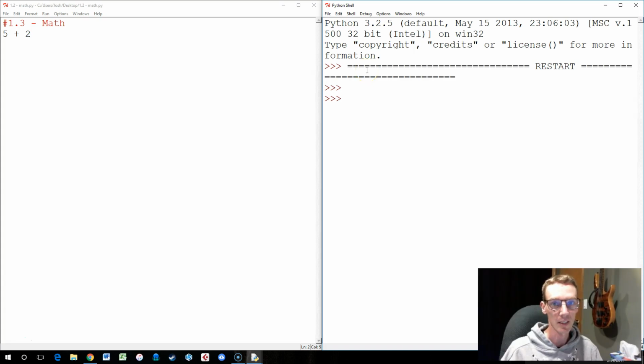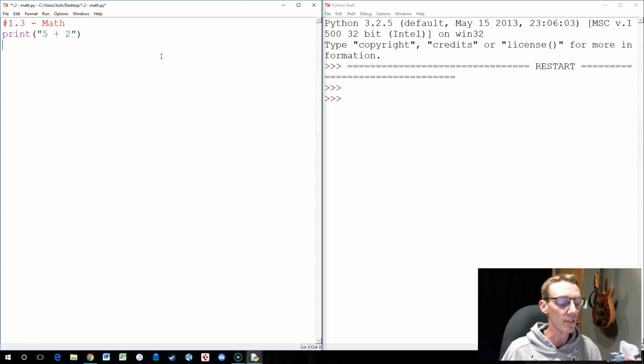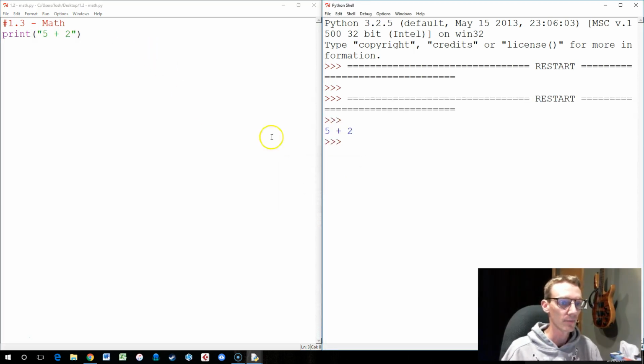Nothing happened because we didn't print anything to the screen. So let's throw this inside the print statement. So print 5 plus 2. Now what do you think is going to get printed to the screen? Well, let's see. Let's run it again. It actually printed 5 plus 2.